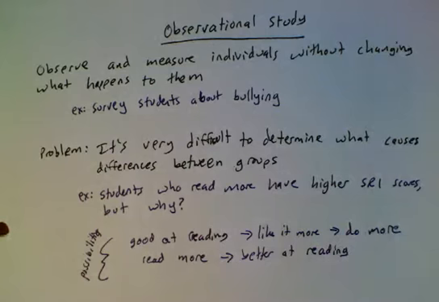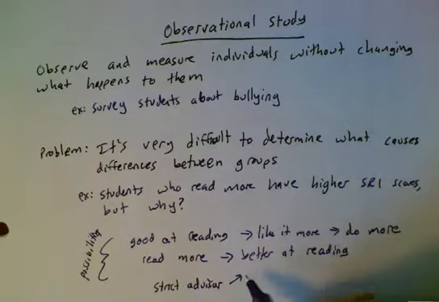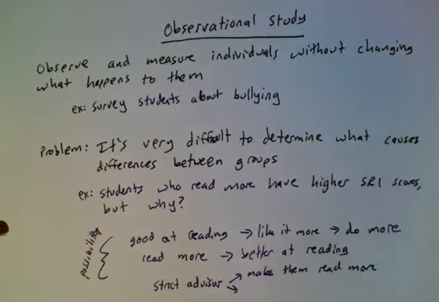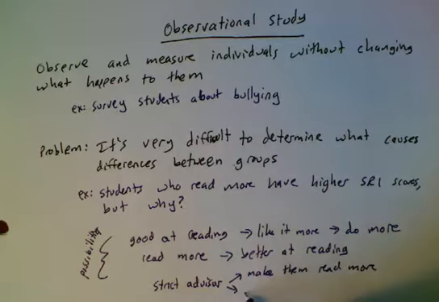Maybe there is something else entirely that's causing both of them. Maybe someone who has a strict advisor both has to read more because their advisor makes them, and also makes them try harder on the SRI score because they're going to get grilled on it at their student-led conference.